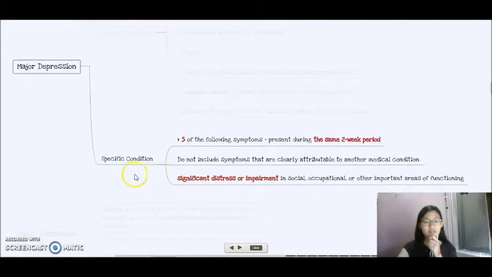There are also some specific conditions stated in DSM-5. For example, people who are diagnosed with MDD must meet five or more of the following symptoms present during the same 2-week period. Do not include symptoms that are clearly attributable to another medical condition. There must also be significant distress or impairment in social, occupational, or other important areas of functioning.